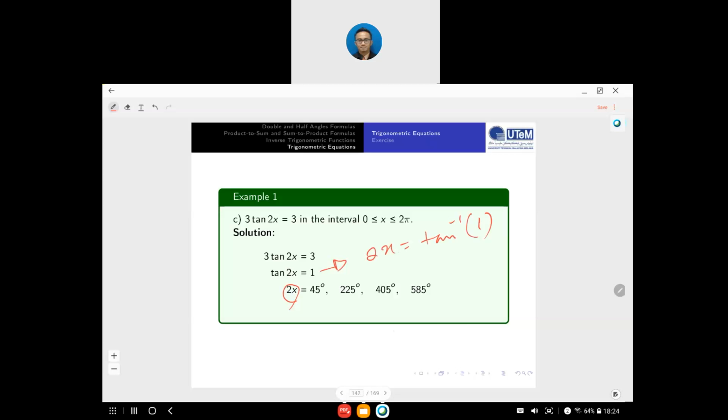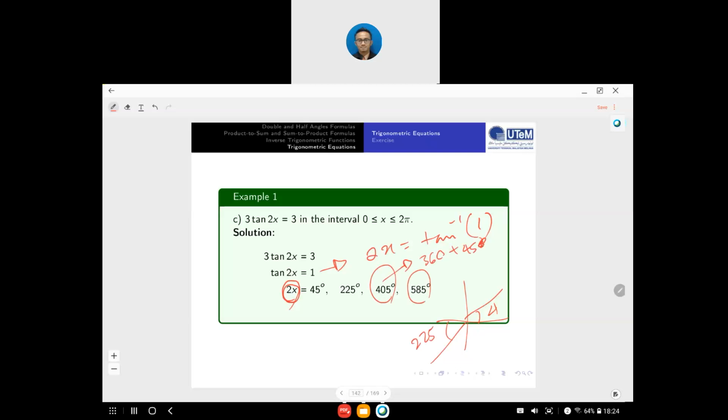So ingat, bila dia 45, and then tangent positive. Bila positif dia duduk 45 satu and then third quadrant 1. This one is 225. Kenapa kita cari lagi yang ni? Sebab kita kena ingat, ini baru untuk 2x. Kita nak cari x. So that's why kita kena cari lagi another circle. This one 405 we can get from 360 plus 45.